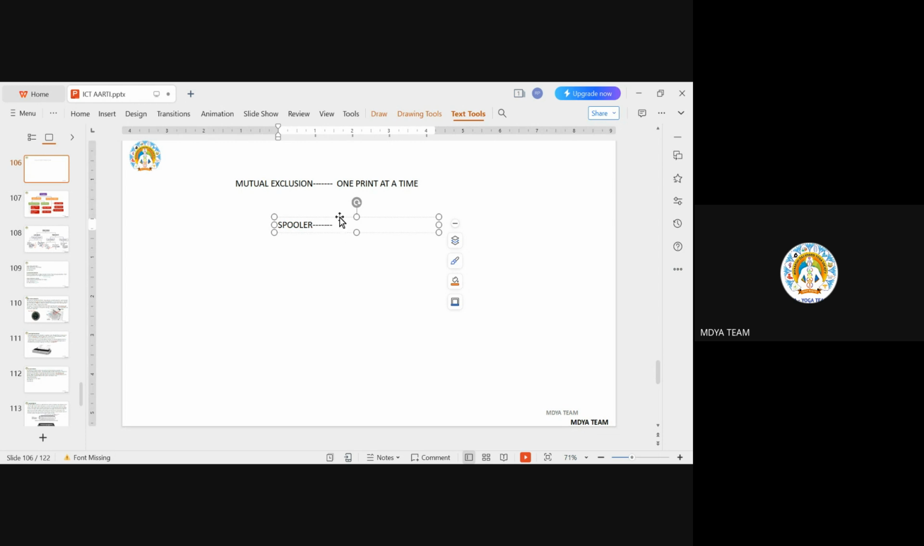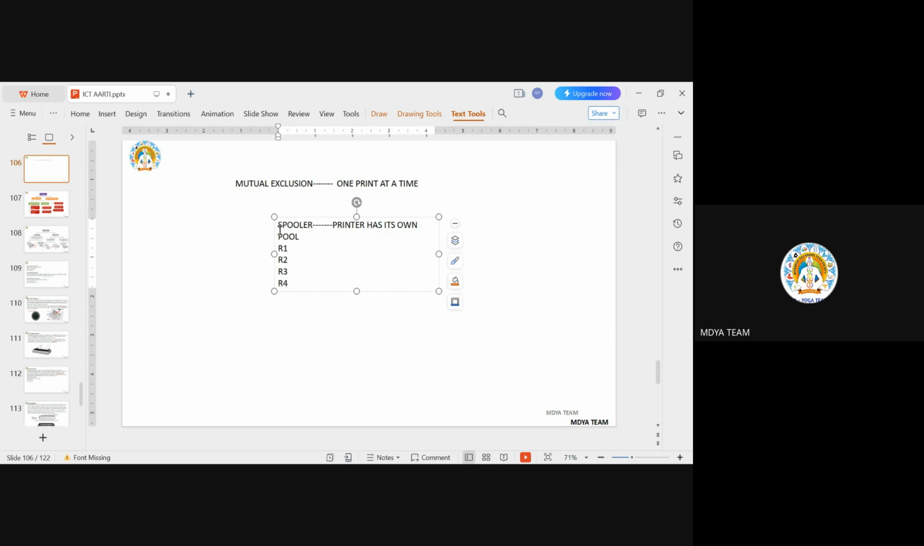The printer has its own pool. Own pool means it has some saved memory. It stores all commands sequentially. If the first person gives the command, it stores the first person's command as R1, then R2, then R3, then R4. Sequentially it will store them in its memory. The requests will be saved in the pool in sequence form, so one by one it will print.